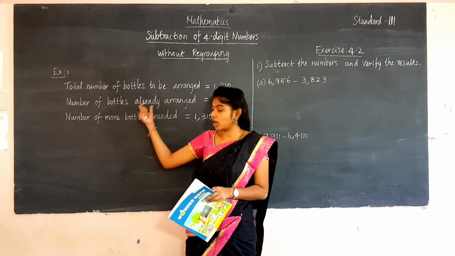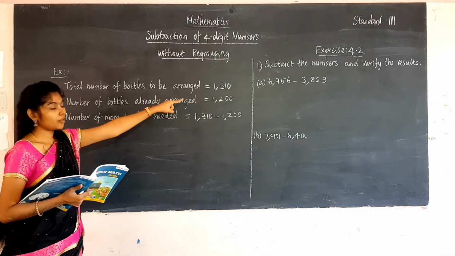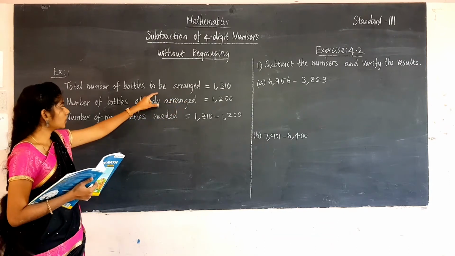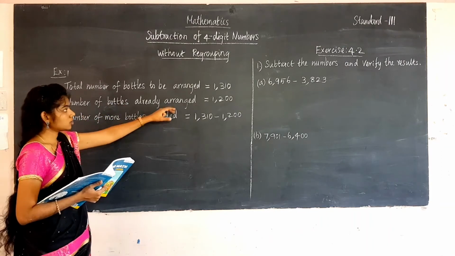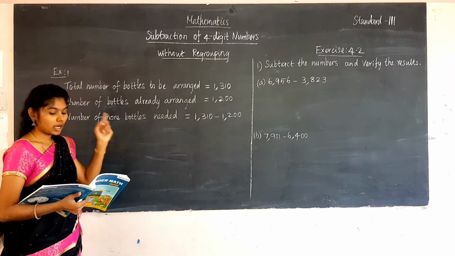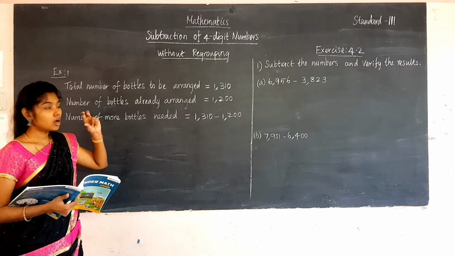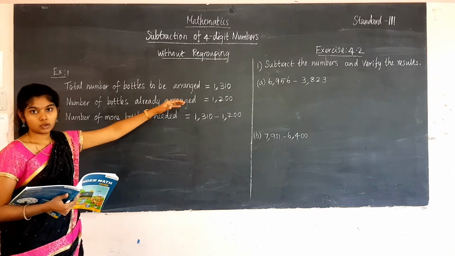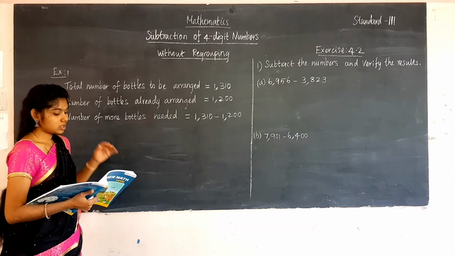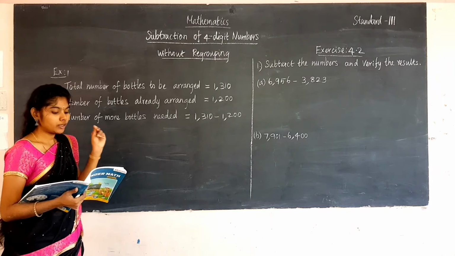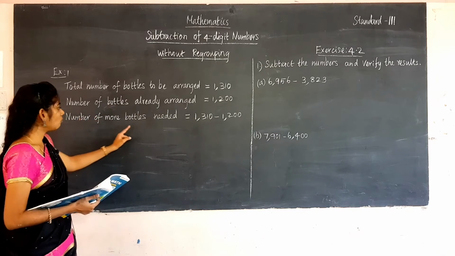So I have mentioned in words here, see here. Total number of bottles to be arranged is 1310. Totally they have to arrange this many bottles on the table. But how many have they arranged? Number of bottles already arranged is 1200. So Natasha and her mother arranged 1200, but in total they have to arrange 1310. The question asked is, how many more bottles do they need? More means 'innum evlo', how much more. So, the number of more bottles needed.